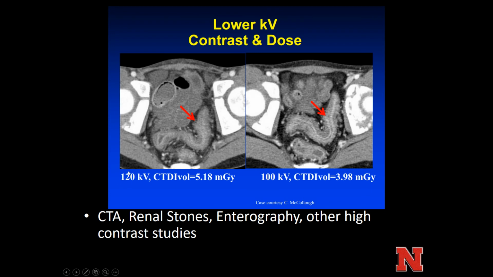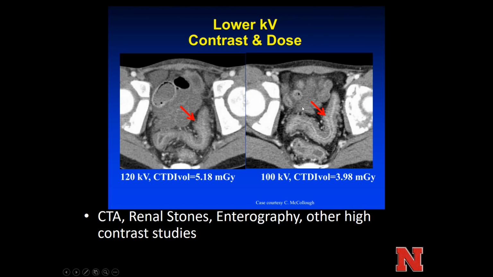And all we did was we changed a 120 kV scan to a 100 kV scan. We relied on the inherent contrast within the administered iodinated contrast material and the background, which is in this case the bowel wall. And so that really pops out at 100 kV, which allows a lower radiation dose. So even in real life, we can do low kV scanning to get a lower radiation dose.